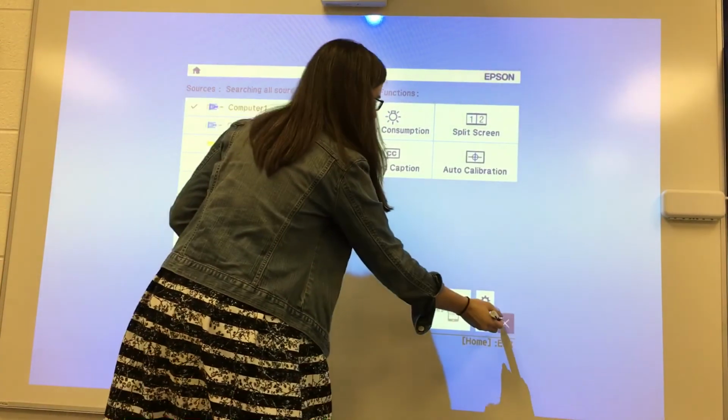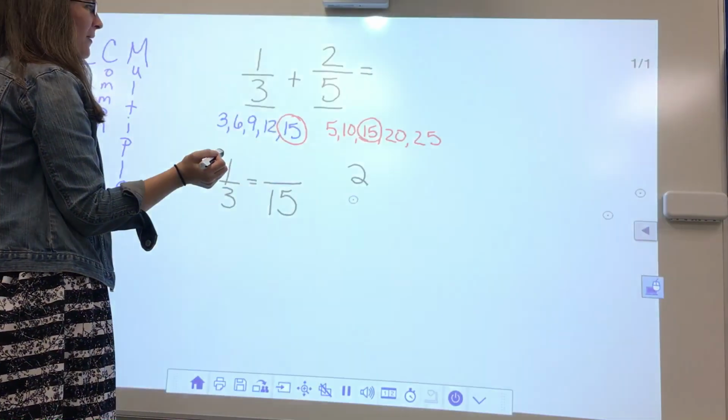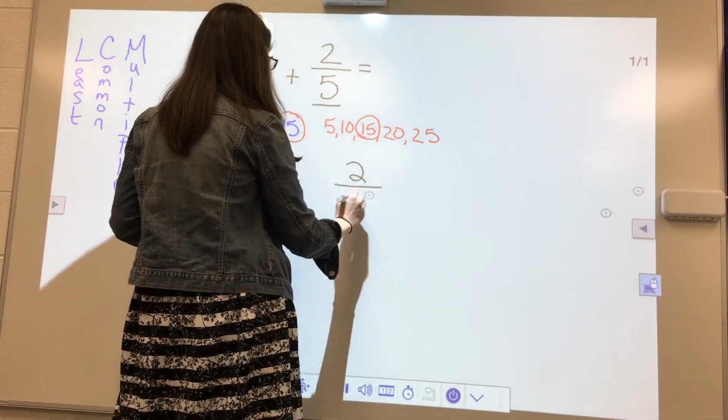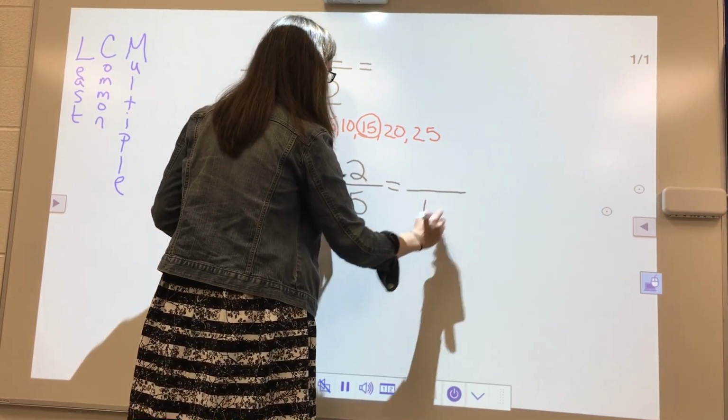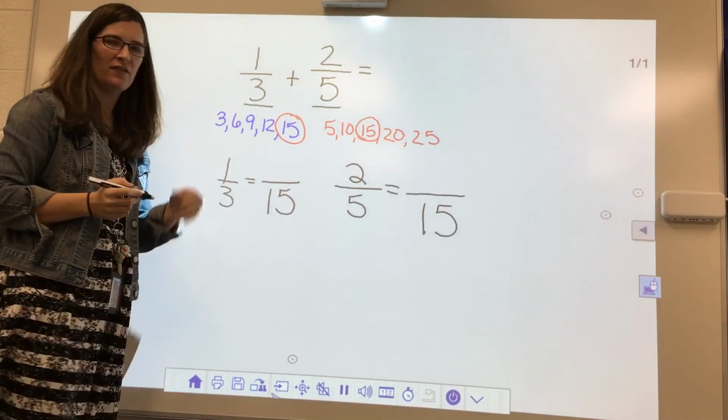Sometimes my technology doesn't like to work. Hopefully there we go. Okay, so we can translate both of these into an equivalent fraction over 15.